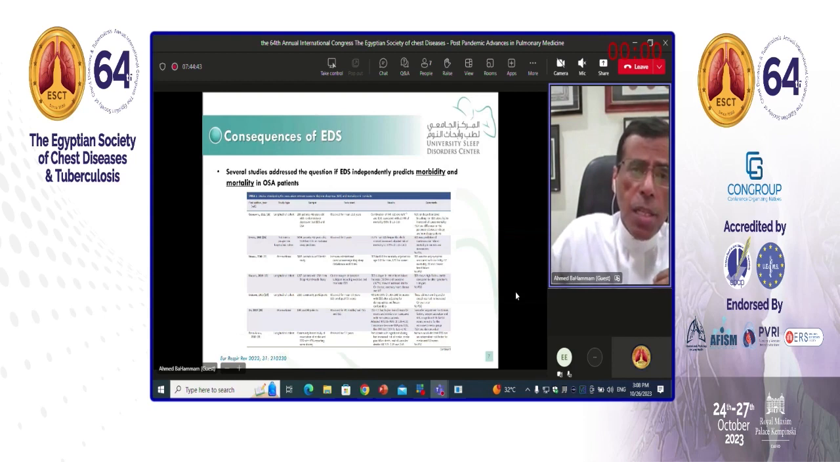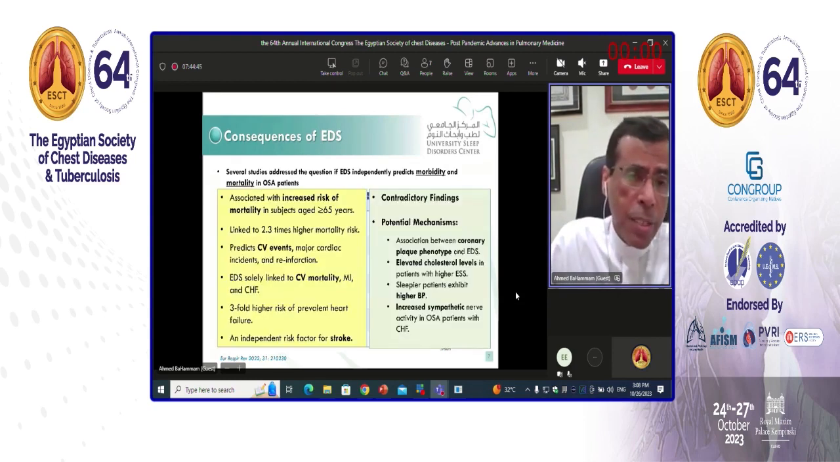Sleepiness and sleep apnea have been linked, and this has been covered briefly in the previous talks, with increased risk of all-cause mortality, cardiovascular events, cardiovascular mortality, and stroke. However, not all studies are consistent.